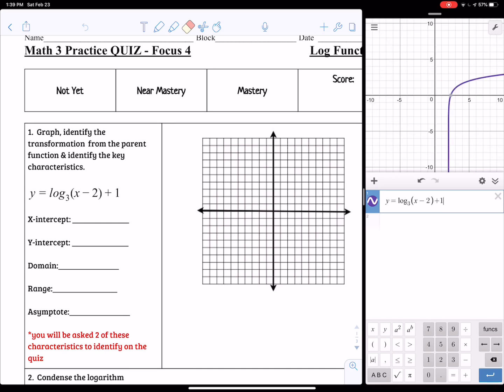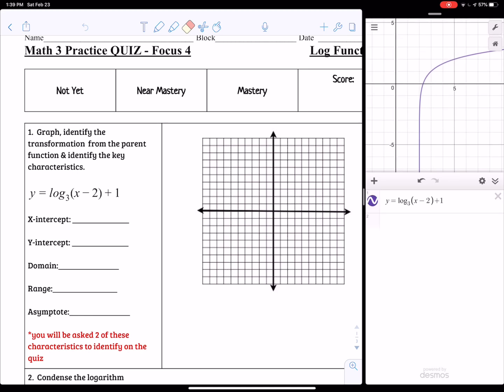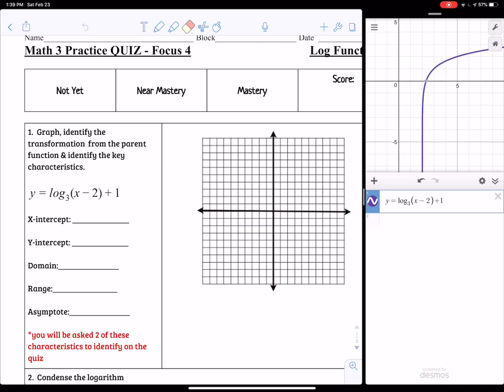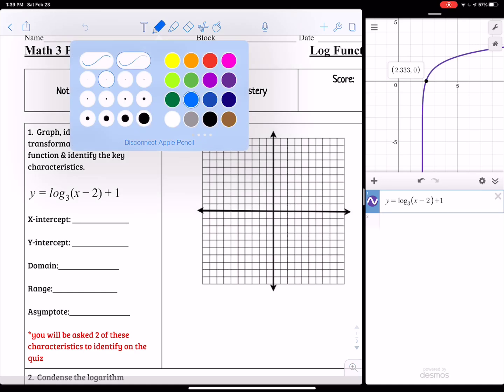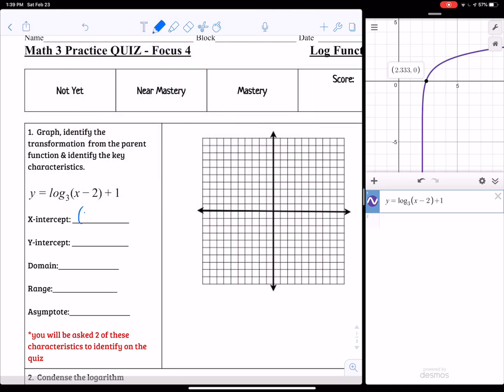I'm going to hit the home button to bring it back to a normal screen and then get some points so I can graph it. So that first point they had was the x-intercept, so that can already answer one of these questions I have. So let's write down the x-intercept is 2.333, and then we're going to put it on the graph, so about right there.